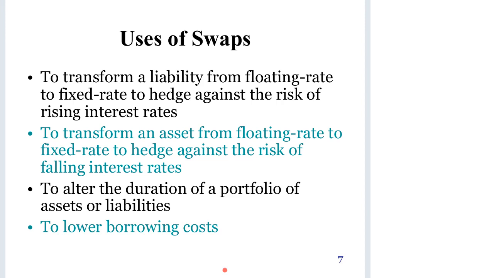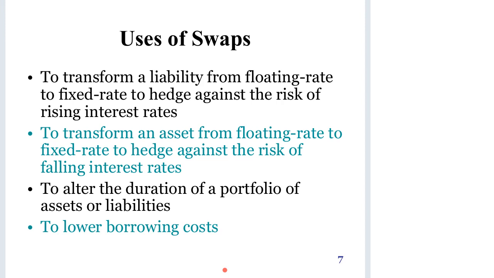Now, what are the uses of swap? The primary usage of swap is to transform a liability from a fixed rate to a floating rate or vice versa. And this will allow you to hedge yourself against the potential of rising interest rates. Why? Because if you are a borrower on floating rate and if you believe floating rates will rise, that means your interest cost will go up.